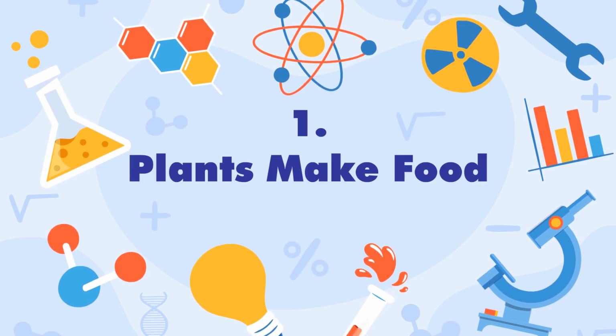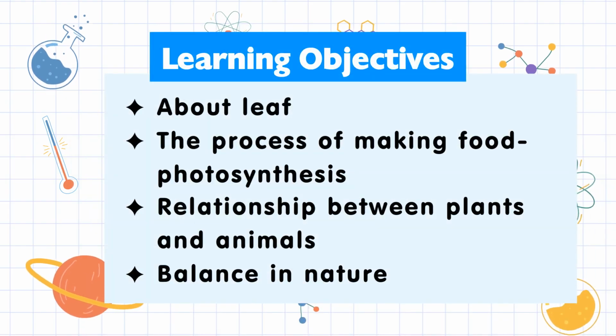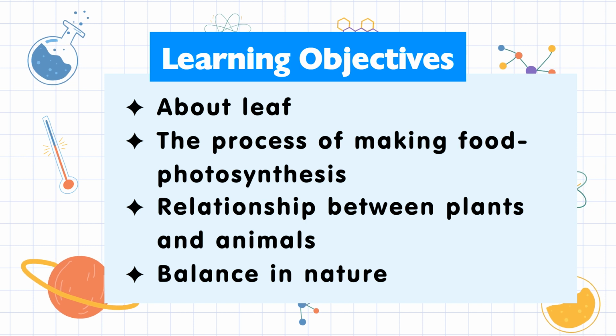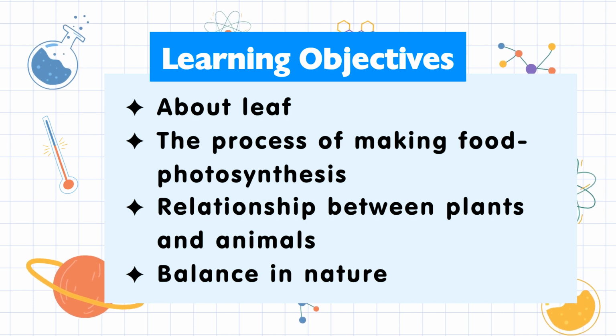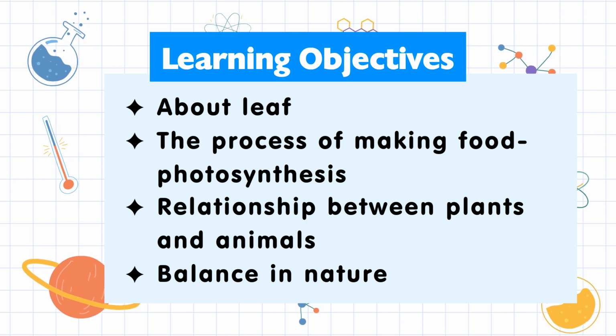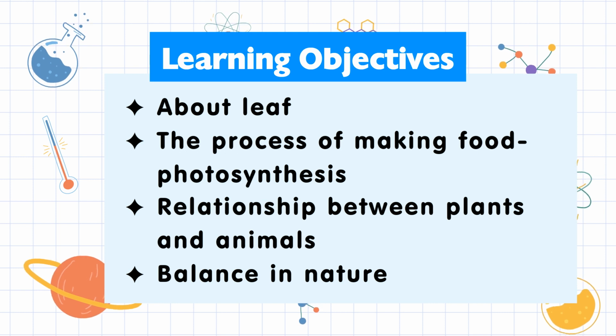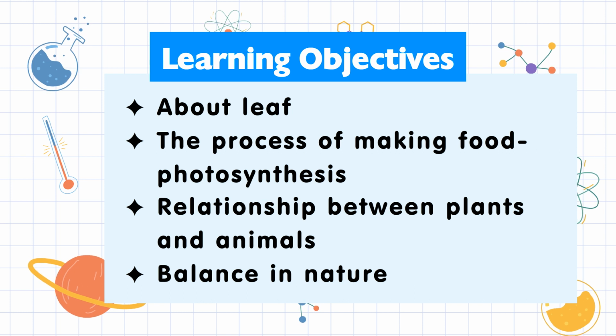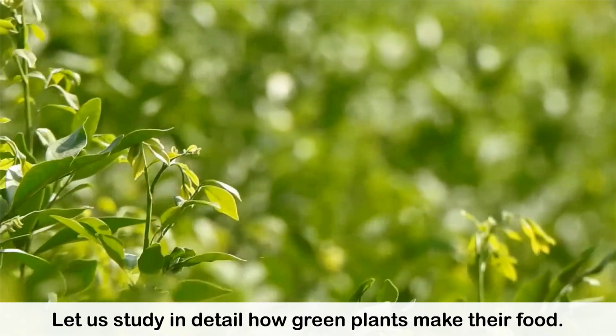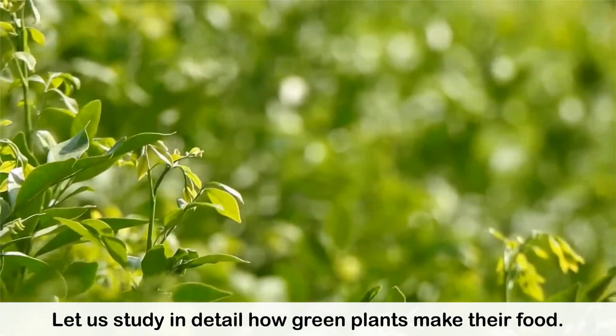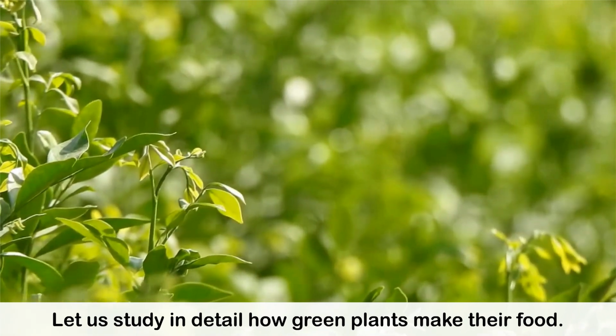Chapter 1. Plants make food. Learning objectives. About leaf. The process of making food, photosynthesis. Relationship between plants and animals. Balance in nature. Let us study in detail how green plants make their food.